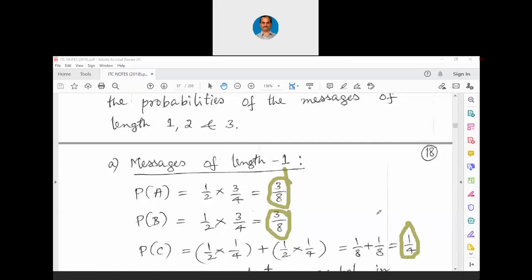Now, follow Shannon's encoding algorithm, make a tabular column there, quickly work it out and tell me the answer. Arrange them in the order of decreasing probability, then find out Ni, then find out the fraction, convert the fraction into binary, and then tell me the codes. If you want any help from me, you just ask me in the chat box itself. Or else at least note down these values. P of A is 3 by 8, P of B is 3 by 8, P of C is 1 by 4.